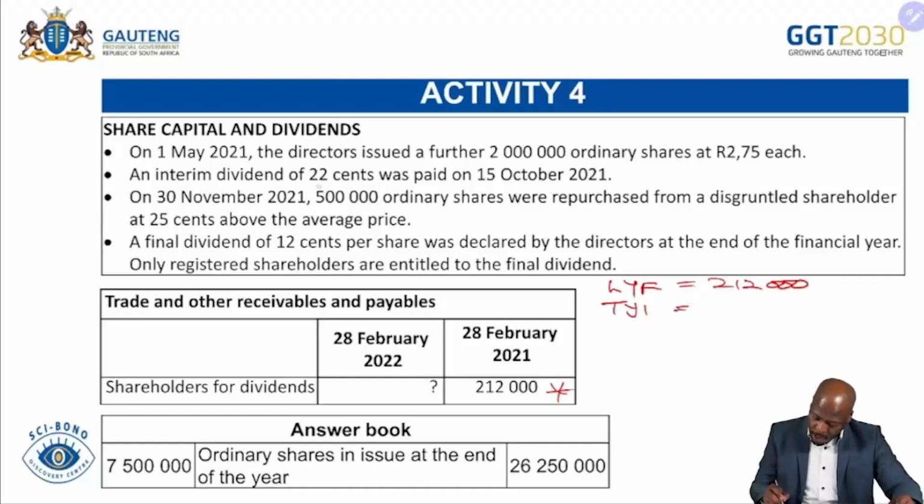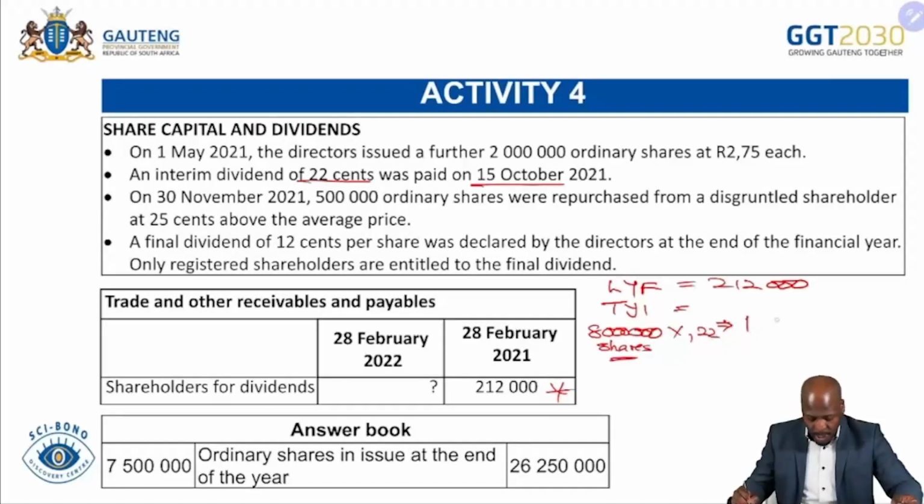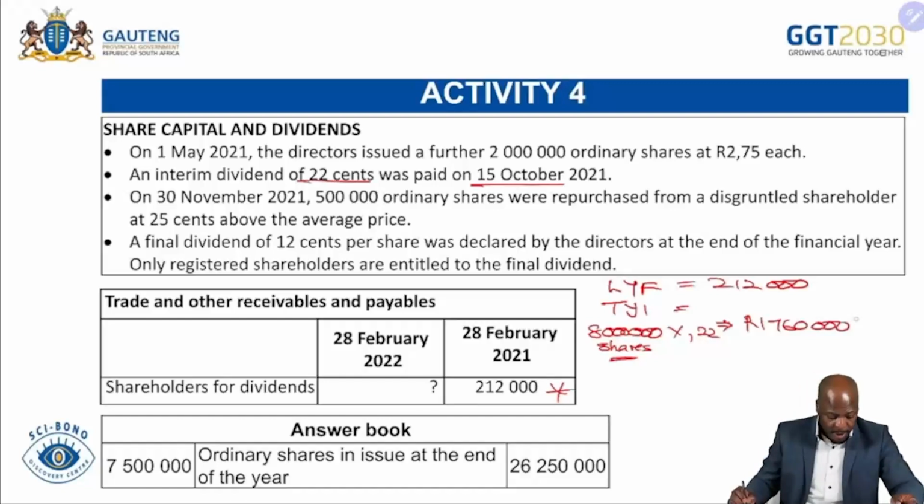And they say an interim dividend of 22 cents was paid on the 15th of October. When you did note number 7, you would have found that the number of shares you had at the time the interim dividend was declared was 8 million shares. It is 8 million shares here, not 800,000. So 8 million shares multiplied by 22 cents should give you an amount of 1,760,000.